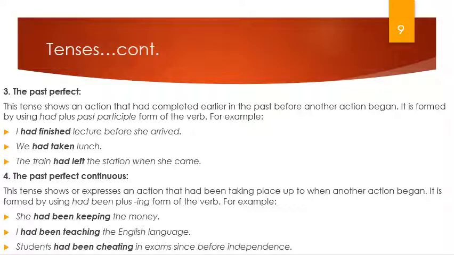The third part is the past perfect tense. This tense shows an action that had completed earlier in the past before another action began. It is formed by using had plus the past participle form of the verb. For example, I had finished lecture before she arrived. You know, in a simple past tense, the speaker or writer will just say I finished, or I have finished.